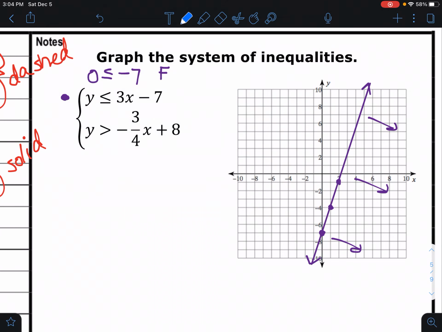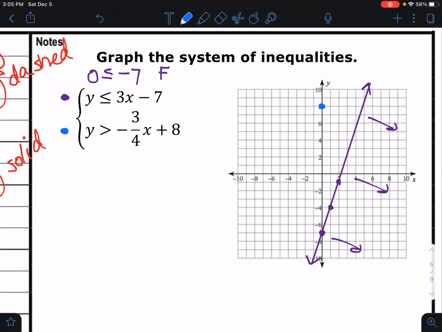Okay, so now this other one I'm going to do in blue. It says y is greater than negative 3/4 x plus 8. That means our y-intercept, we want to start there. So plot positive 8 on the y-axis.